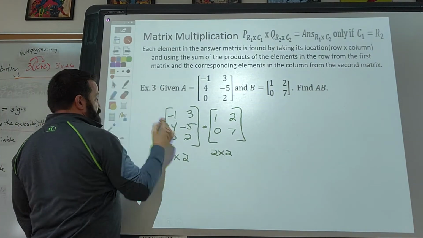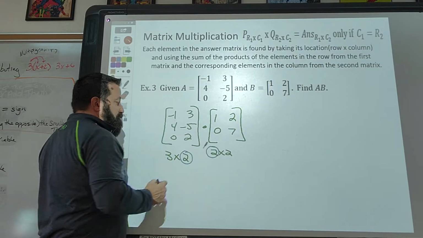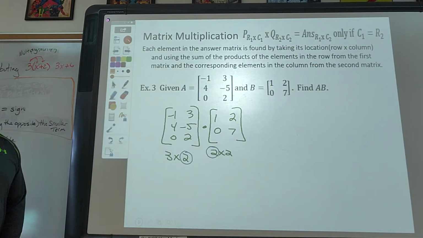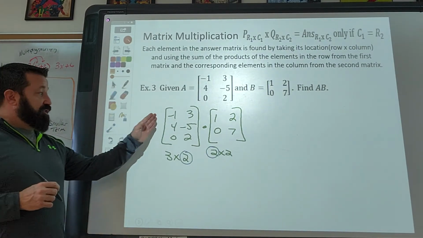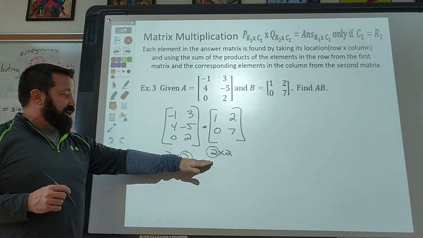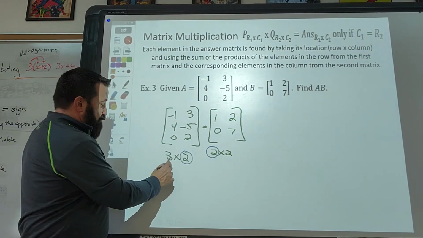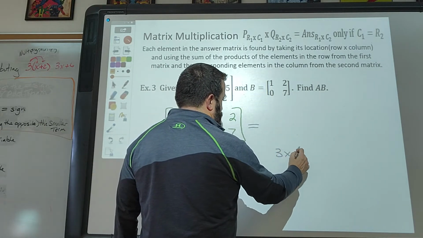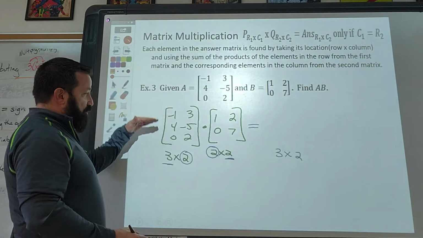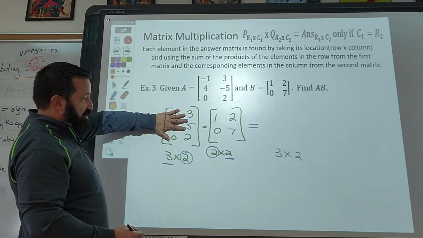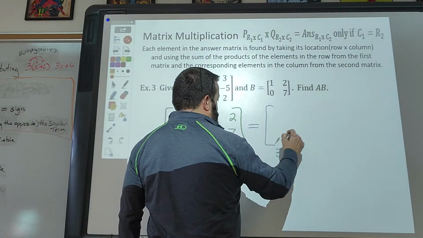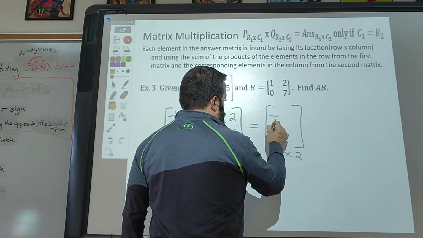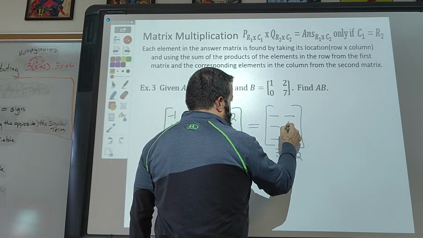But this is possible to do because my inner dimensions are the same. The number of columns in the first one is equal to the number of rows in the second one. So what I have left over is the 3 and the 2. So it means my answer is going to be a 3 by 2. So it's going to have 3 rows and 2 columns. It's going to look like this one right here. That doesn't always happen, all right? But I'm going to have 3 rows and 2 columns.